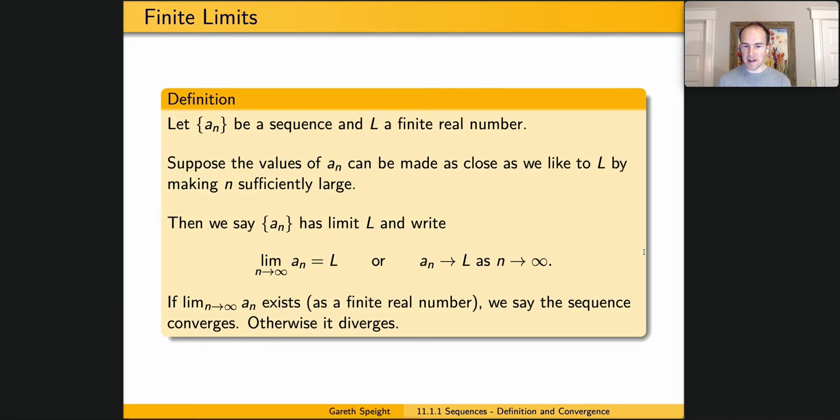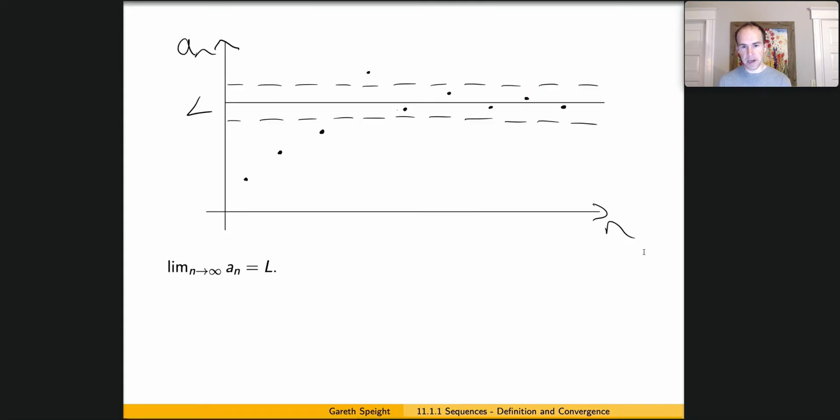Okay, so if the limit exists as a finite number, we say the sequence converges, otherwise we say that it diverges. So for instance, here is the idea in a picture. We have a sequence, here are the points, okay, they're going up and down, whatever. We have L that I claim the sequence is approaching. And what is this horizontal strip that I draw? So remember we're saying that the values of the sequence, the values of a_n, should be made as close as we like to L. So how do we represent that on a picture?